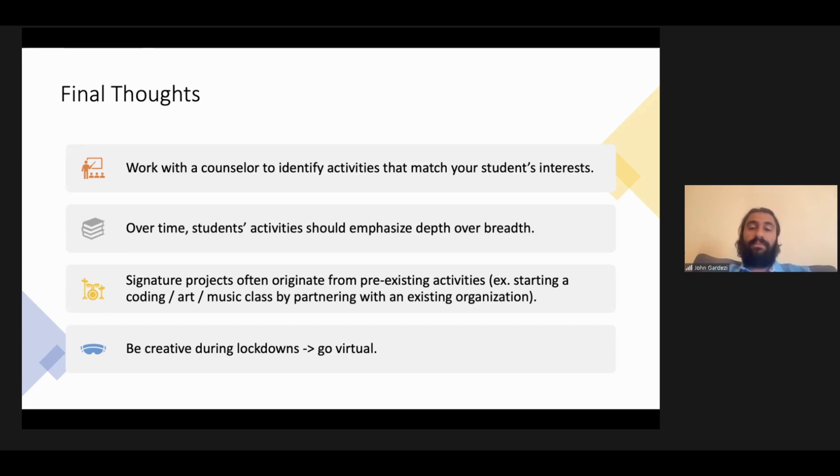Over time, focus on depth over breadth. And signature projects can often originate from pre-existing activities. So you may be involved in a coding class or a music program or an art program, and you can use that activity as a starting point for some of your own activities.